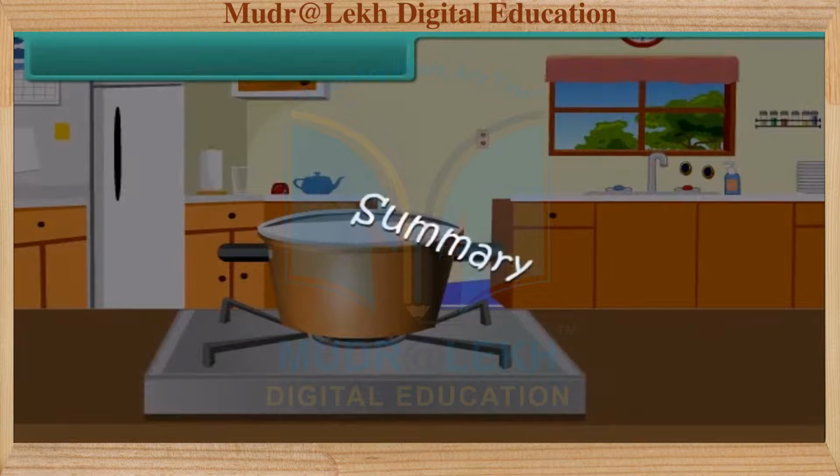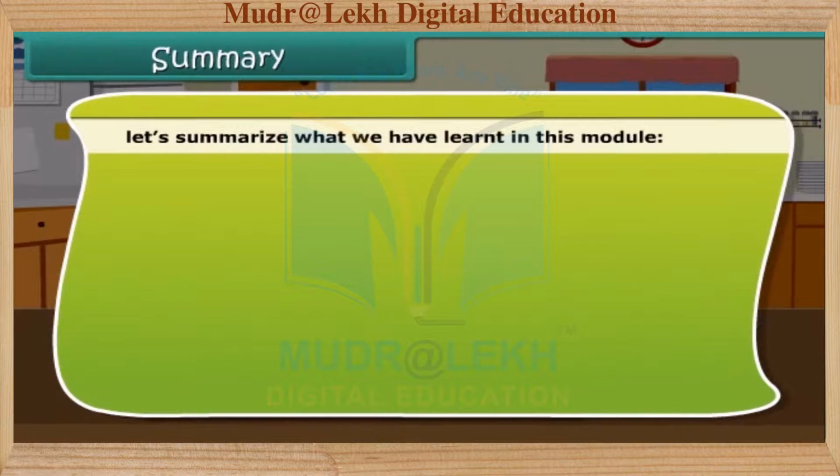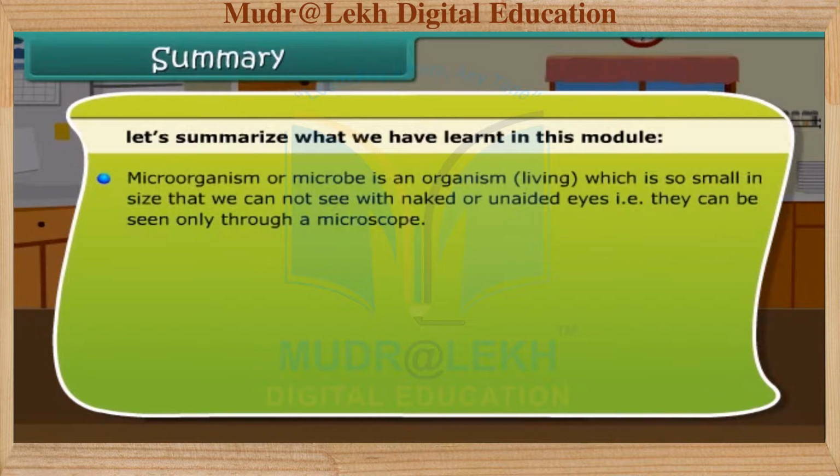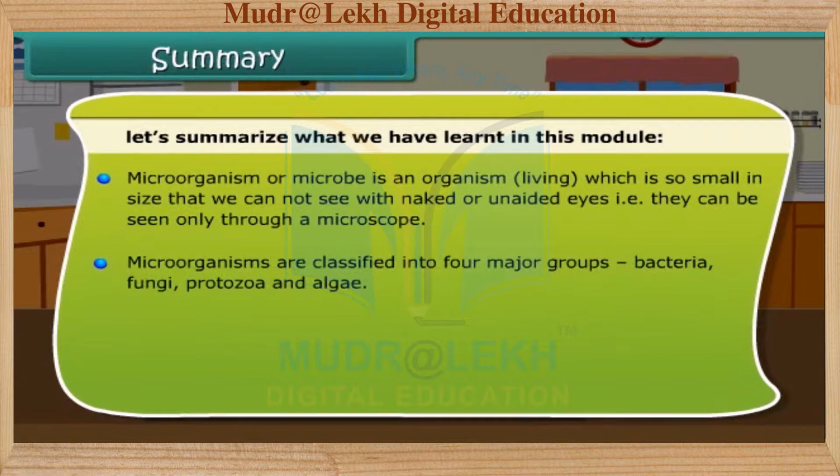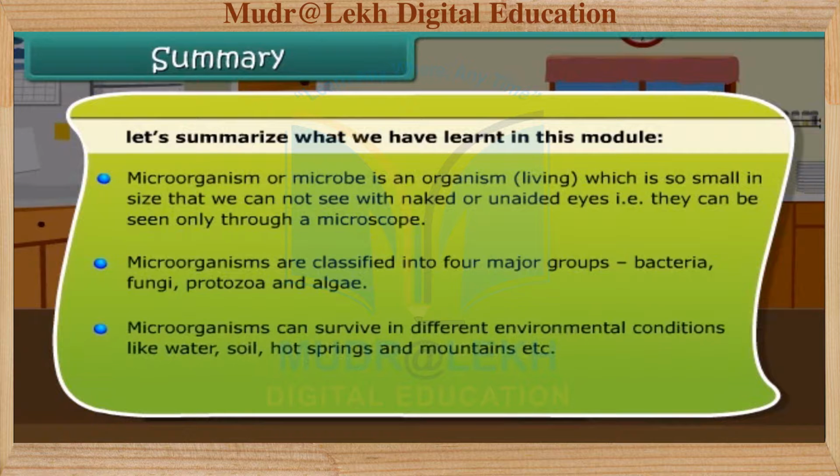Summary. Friends, let us summarize what we have learnt in this module. A microorganism or microbe is a living organism so small that we cannot see it with naked or unaided eyes; that is, it can be seen only through a microscope. Microorganisms are classified into four major groups: bacteria, fungi, protozoa, and algae. Microorganisms can survive in different environmental conditions like water, soil, hot springs, and mountains, etc.